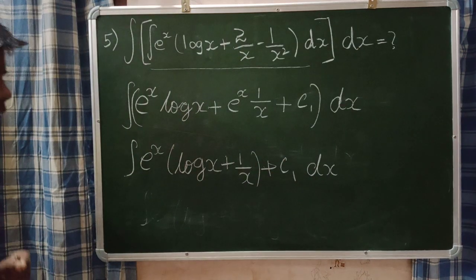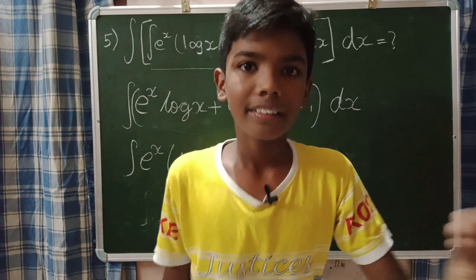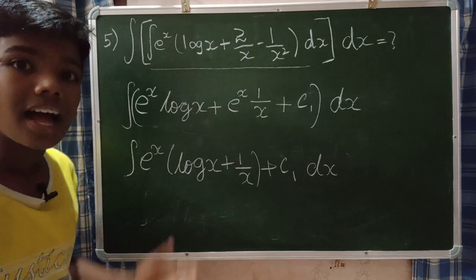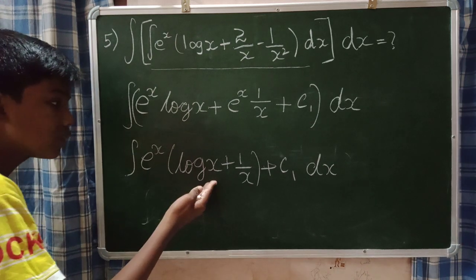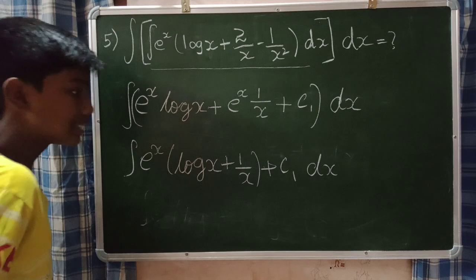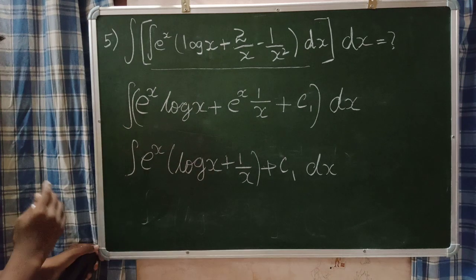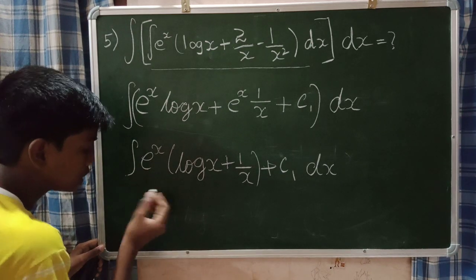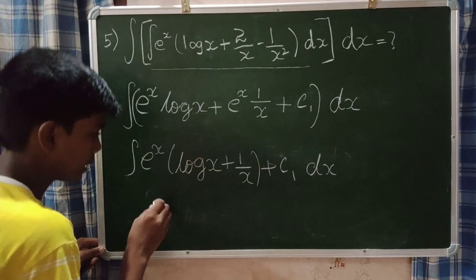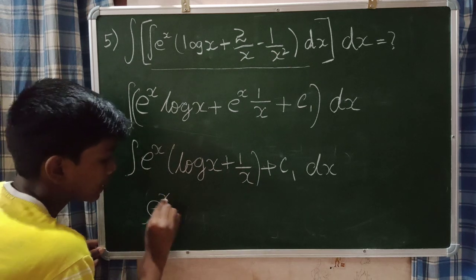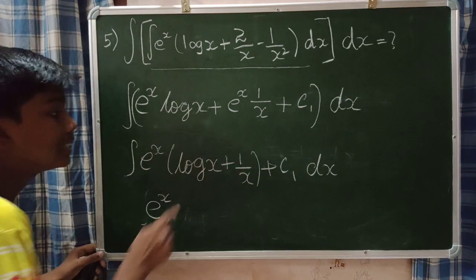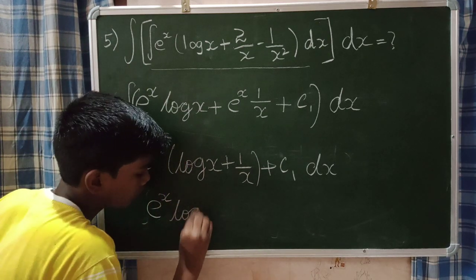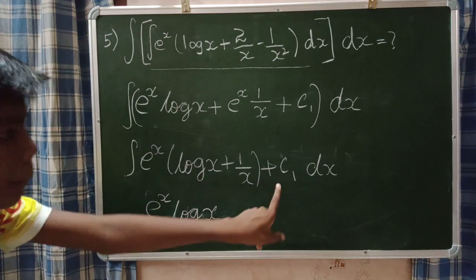Now see here, guys, the same formula I'm going to apply here. That means the derivative of log of x will be giving us 1 by x, na? Again the same formula, guys. d by dx of log x is 1 by x. So when we use that formula again, what you will get is, see guys, integration of e to the power of x (log x plus 1 by x) will be written as e to the power of x f of x. What is f of x here? That is log x. That is log x plus c1.